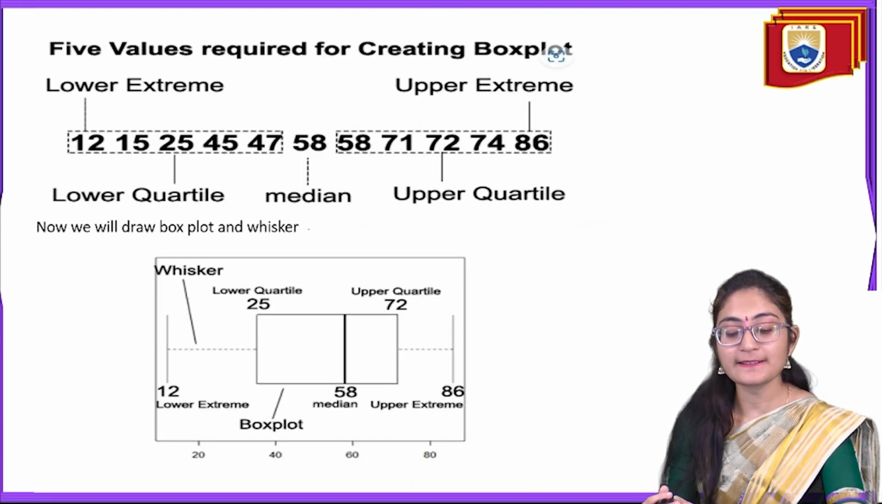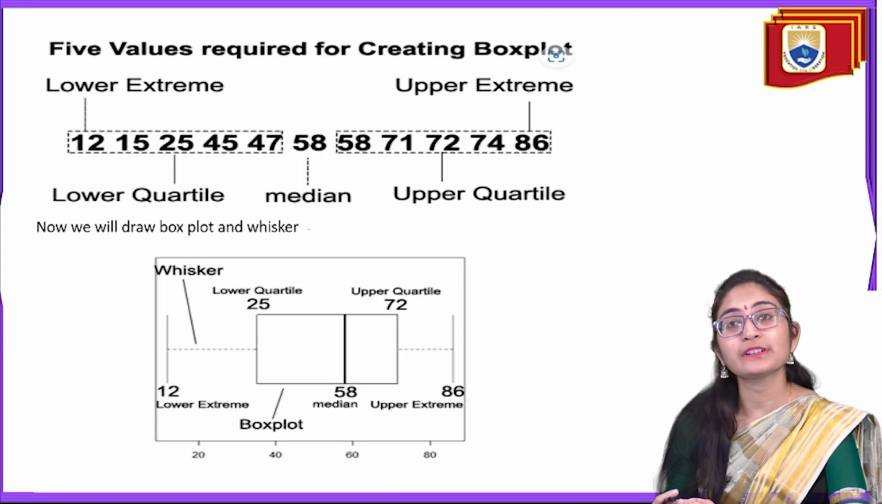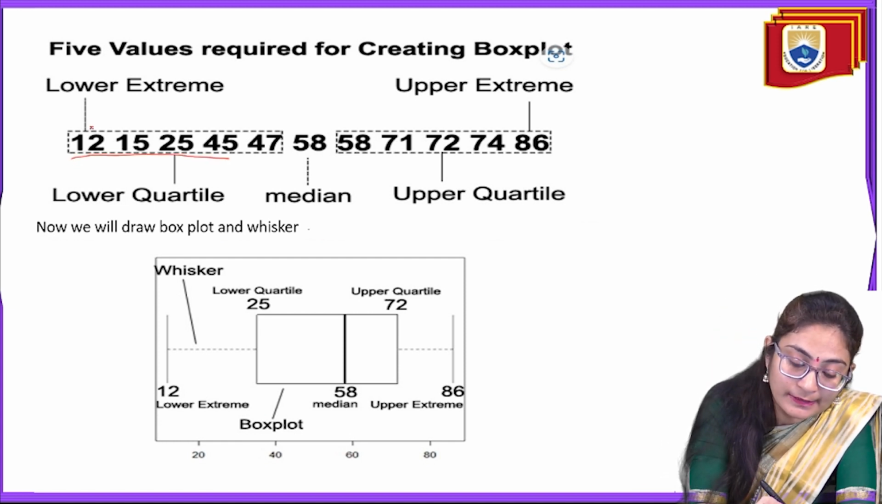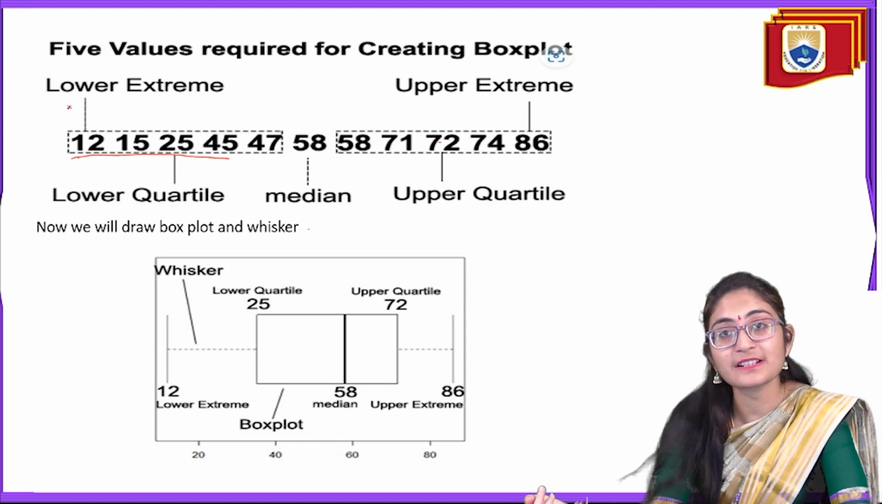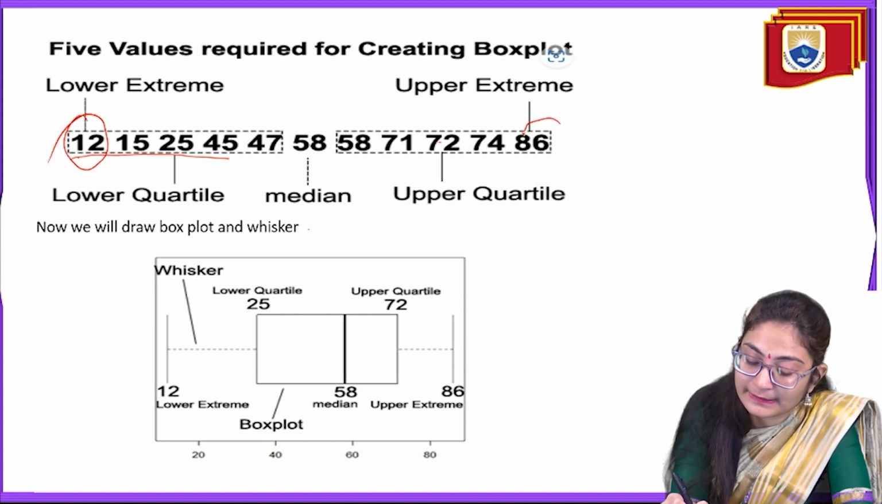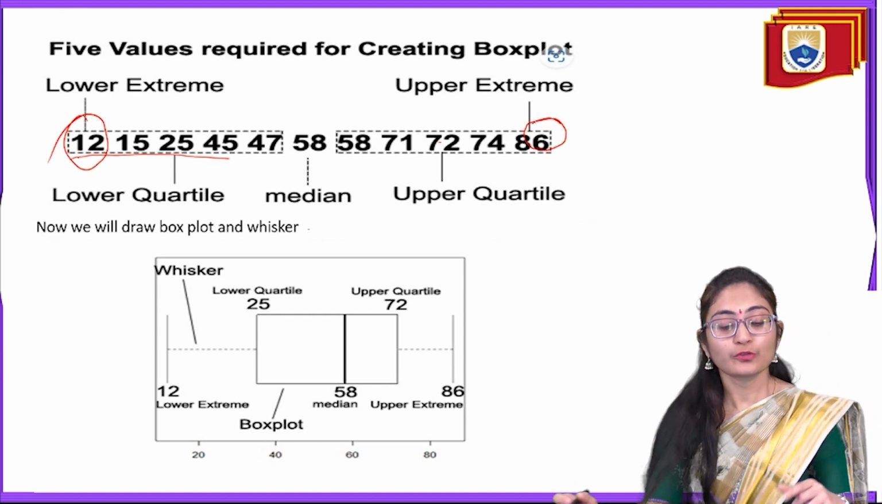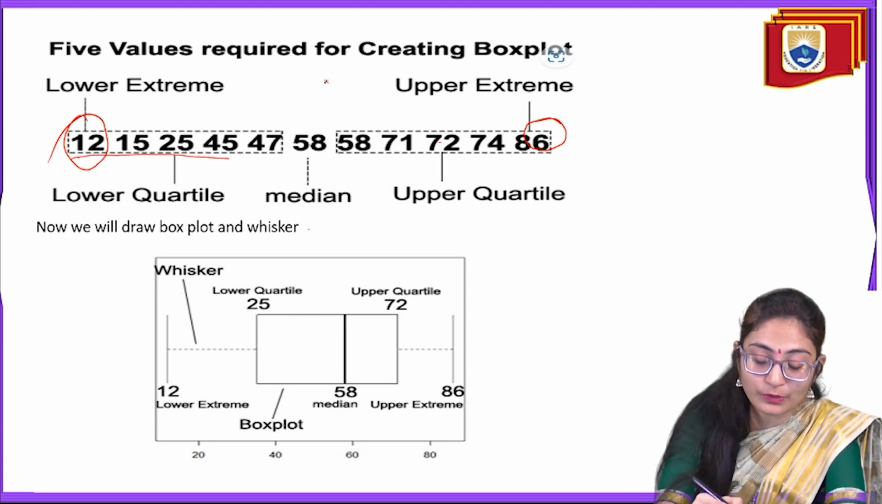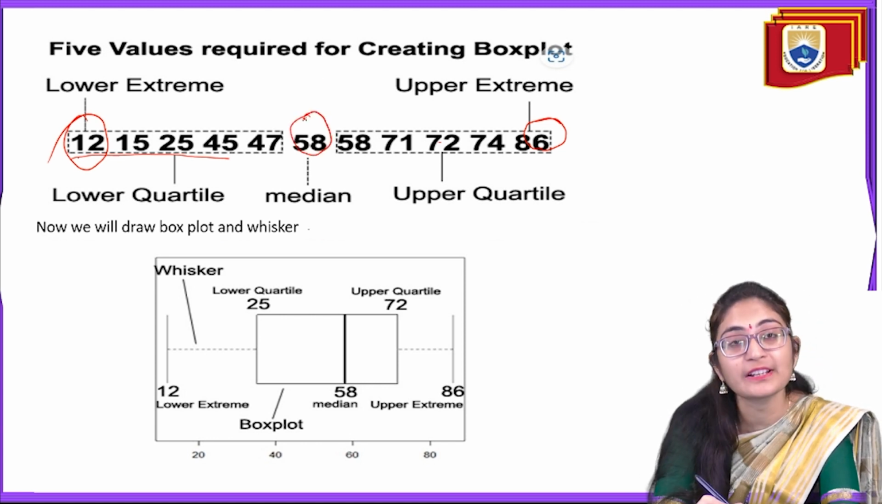Now let's see the 5 values required for creating the box plot. This is your range. In this range, we have the lower extreme value and the upper extreme value. 12 is your lower extreme value, 86 is your upper extreme value. After that, we have to find the median value. So here 58 is your median value.